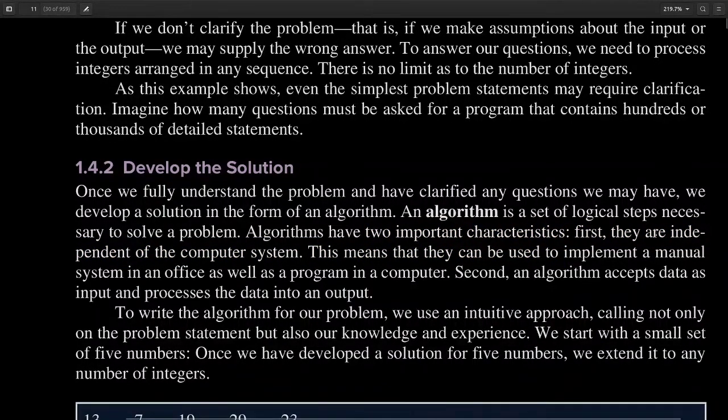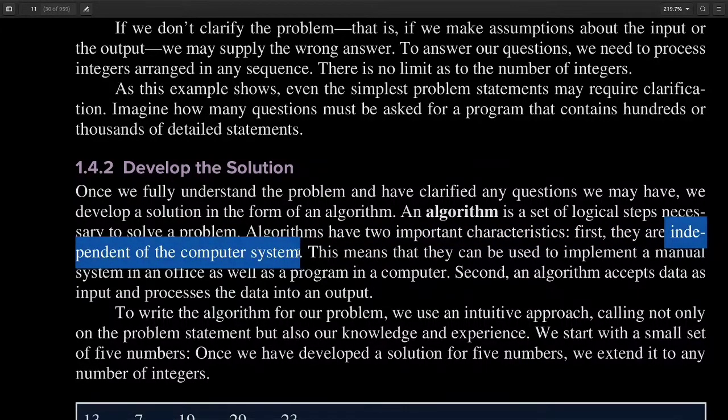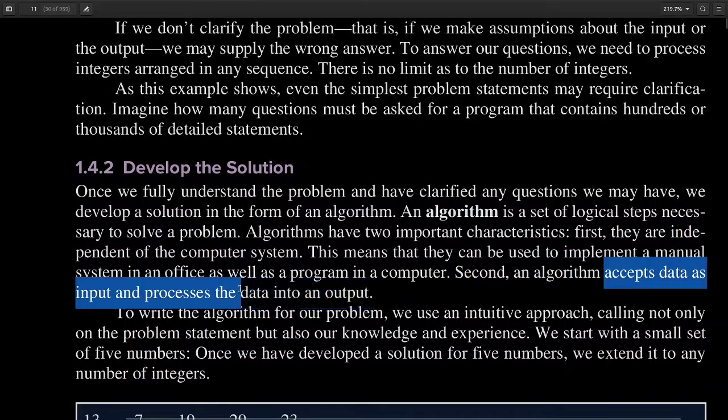First, they are independent of the computer system. That means it does not depend on any programming language. It's just an informal description of the solution and does not resemble any specific programming language. The second important characteristic is that it will accept data as input, do some processing on that data, and produce some output after processing the given input data.